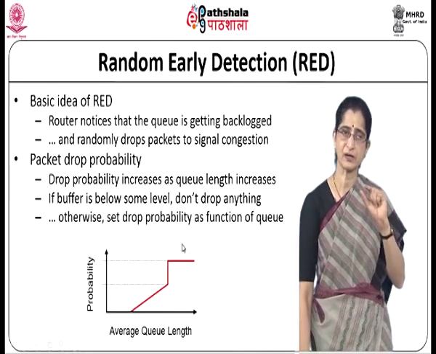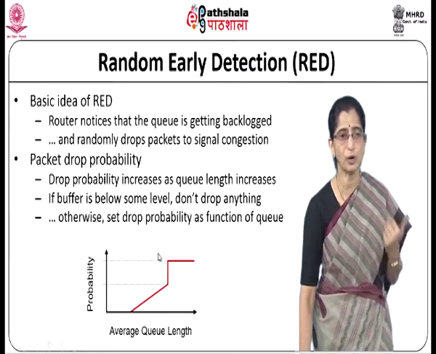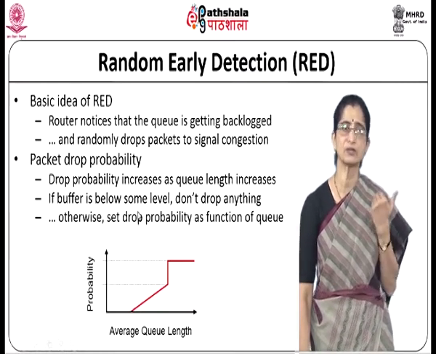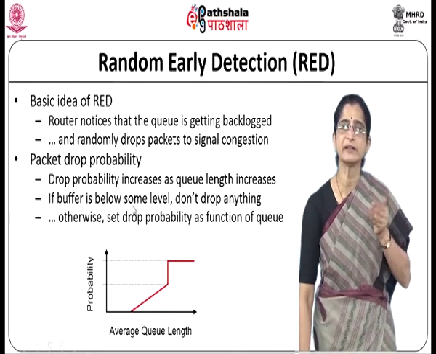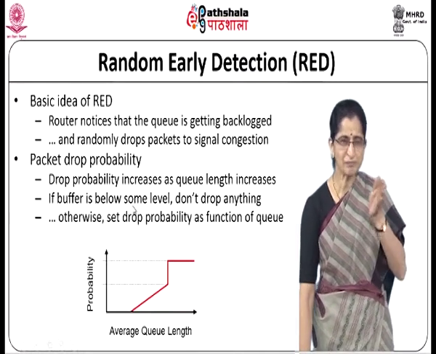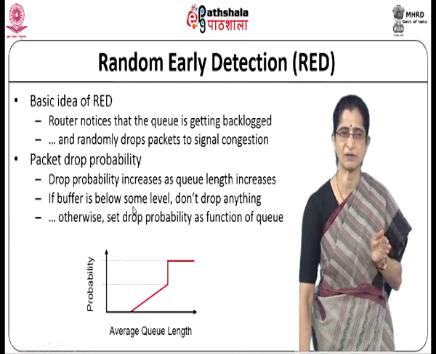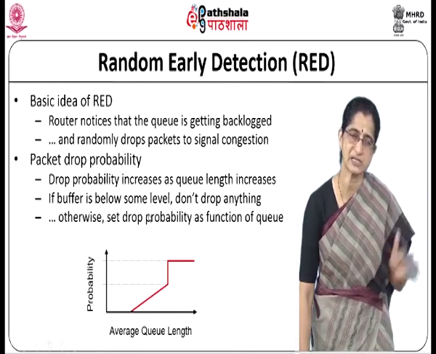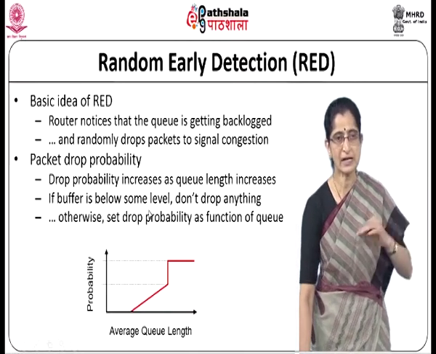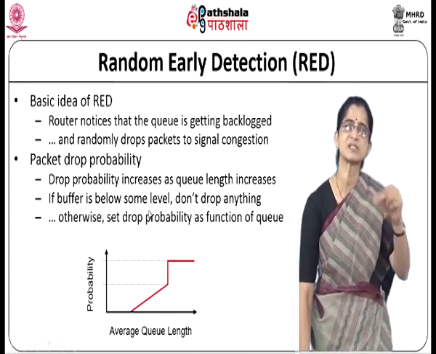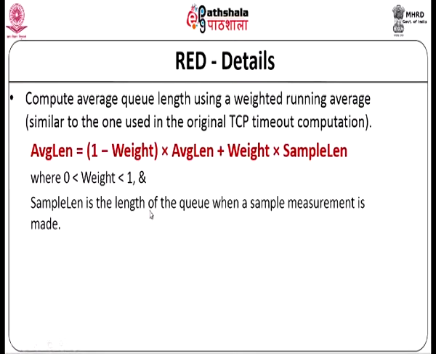So how do I base this probability on? Normally, we base it on the length of the queue. If you keep monitoring the queue length, and the length of the queue is below some level, do not drop anything. Things are going fine, so just let them go. But the moment it crosses some threshold, then as a function of the queue length, we will start dropping packets. Okay? This is the idea used in random early detection.